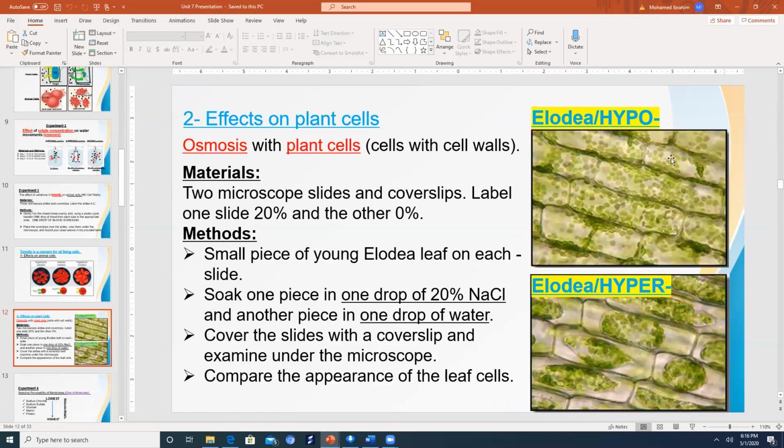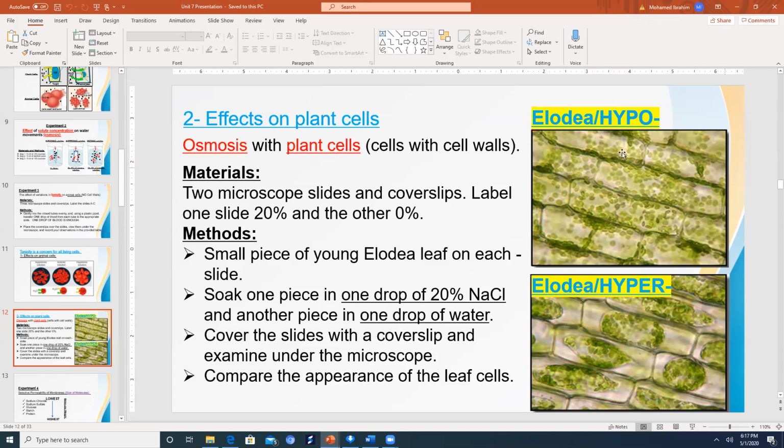Very good example. You will definitely see this in your practical, and it will ask you, this is Elodea placed in different solutions. So which solution is hypotonic, which solution is hypertonic? In hypotonic, the cell is turgid, inflated, as you can see, nice and healthy, smiling to you. Here, the cell is basically shriveling. The plasma membrane is detaching from the cell wall. So we call this plasmolysis.